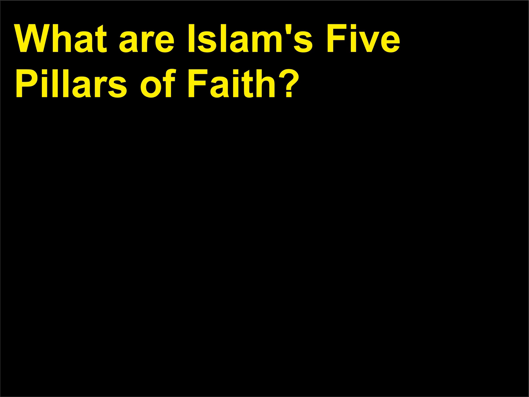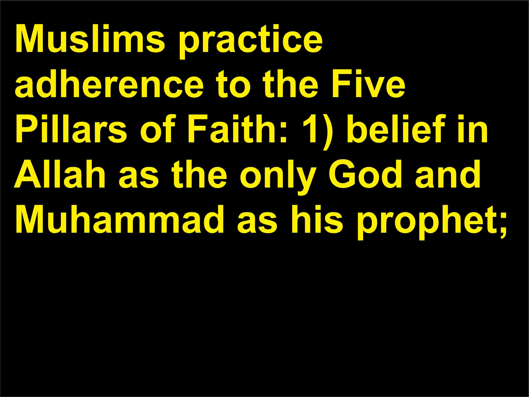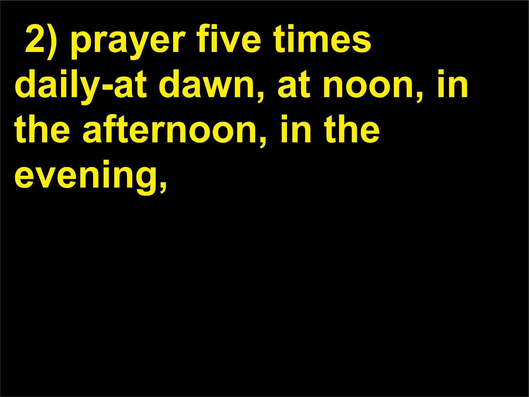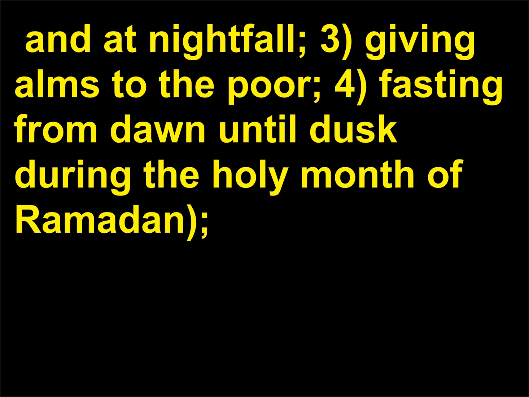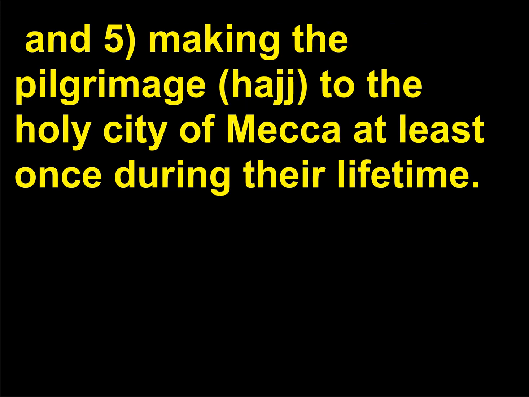What are Islam's 5 pillars of faith? Muslims practice adherence to the 5 pillars of faith. 1. Belief in Allah as the only God and Muhammad as his prophet. 2. Prayer 5 times daily at dawn, at noon, in the afternoon, in the evening, and at nightfall. 3. Giving alms to the poor. 4. Fasting from dawn until dusk during the holy month of Ramadan. And 5. Making the pilgrimage, Hajj, to the holy city of Mecca at least once during their lifetime.